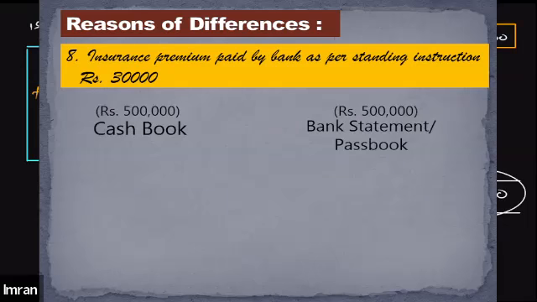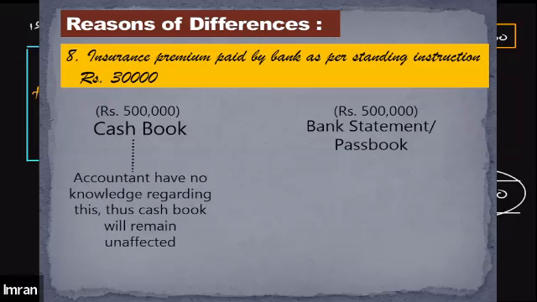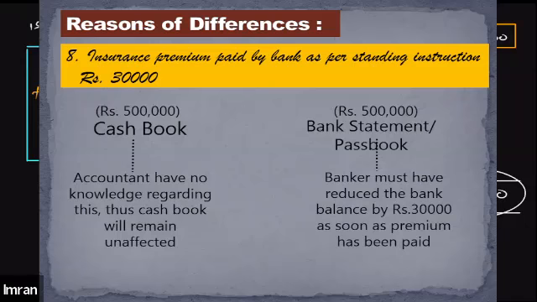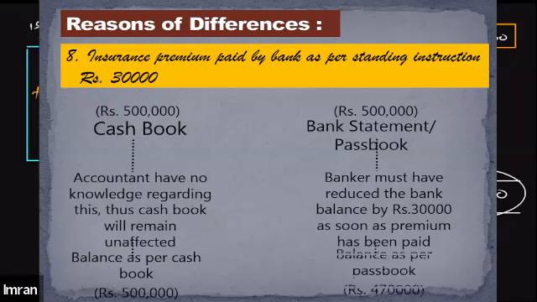So let's assume that at the beginning of the month, the cash book and the passbook both are showing an equal balance, that was 5 lakh. On account of the insurance premium being paid, because this transaction has taken place from the side of the bank, this particular event must have been recorded in the passbook, right? So the banker must have reduced the bank balance by 30,000 as soon as the premium was paid. On the other hand, the accountant has no knowledge regarding this. Thus, the cash book will remain unaffected. So eventually, when we compare the balance, the cash book will still be showing you 5 lakh. But on the other hand, the passbook will only be reflecting a balance of 4,70,000.